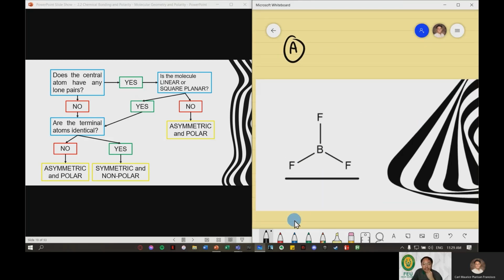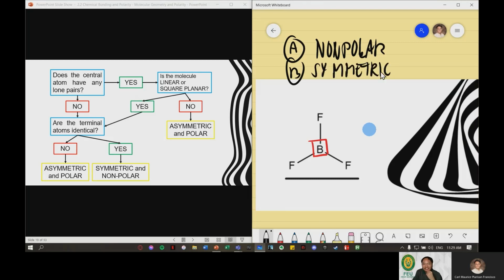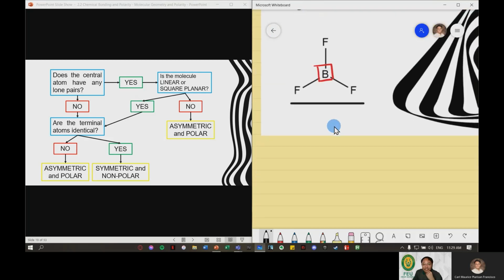So letter A, check the polarity. So start with the central atom. No, it doesn't have any lone pairs. So next question. Are the terminal atoms identical? Yes, they are all identical. So I may answer this one as nonpolar molecule. And then letter B, symmetric. Okay, it's that easy. And then proceed with letter C.